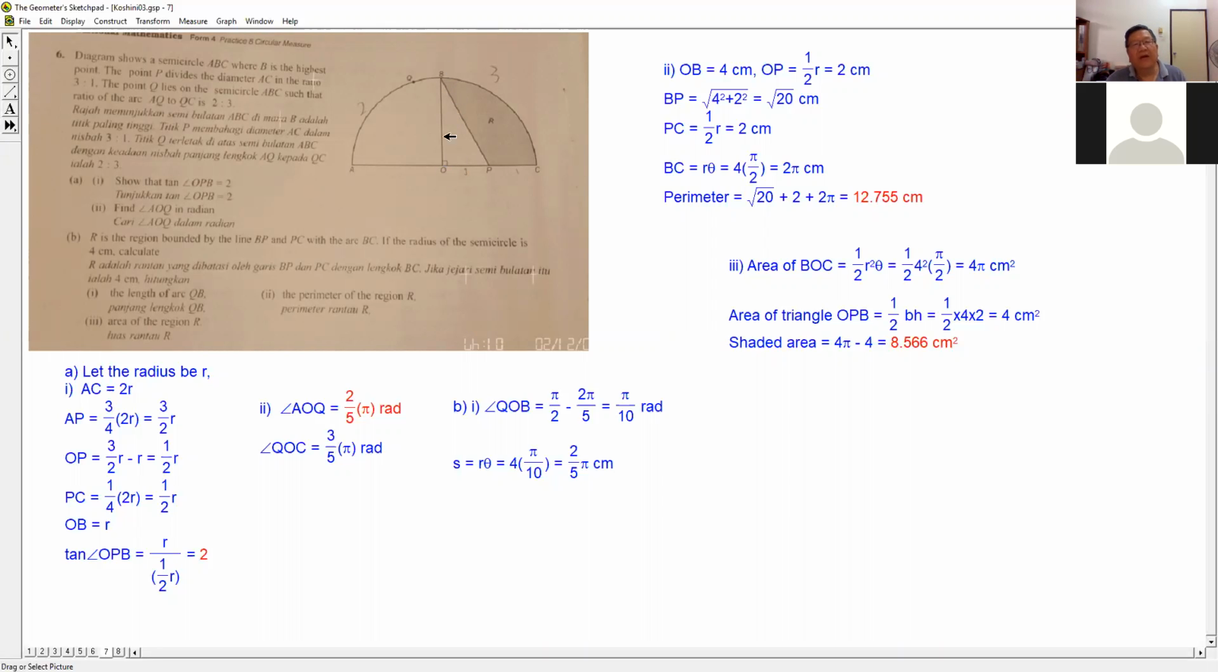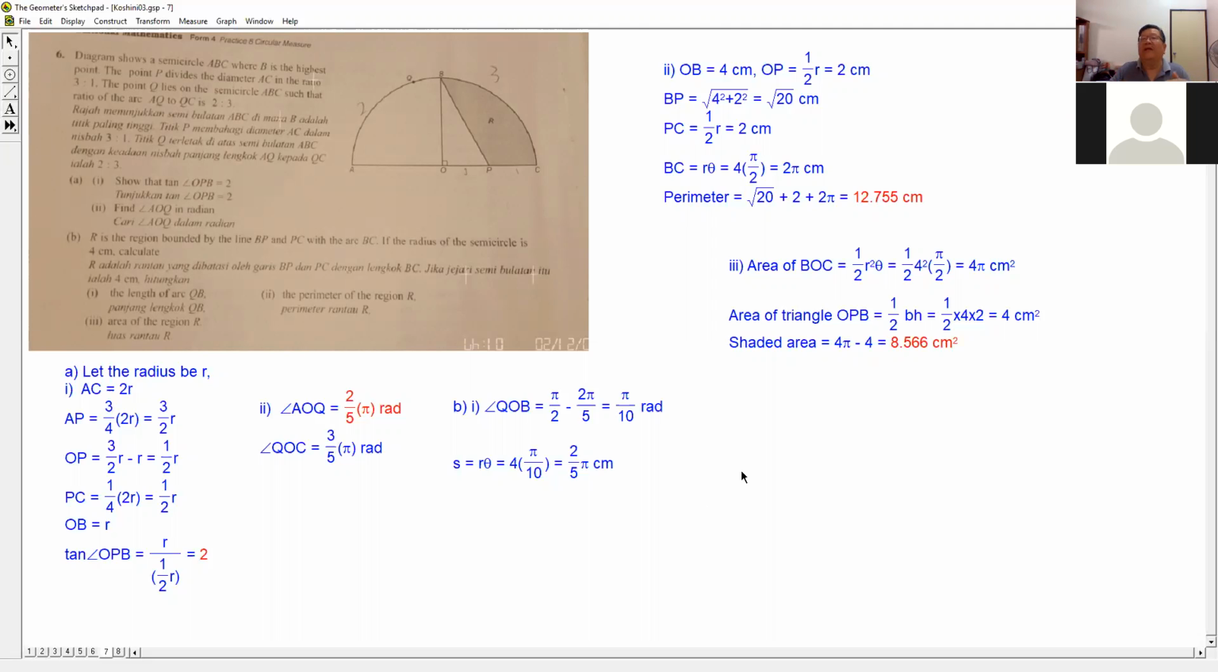Now, we come back to the vertical line here. OB is R. Now, if you want to find the tangent, it is OB divided by OP. OB is R. OP is half R. So, R divided by half R, answer is 2. So, already proven. Okay or not?